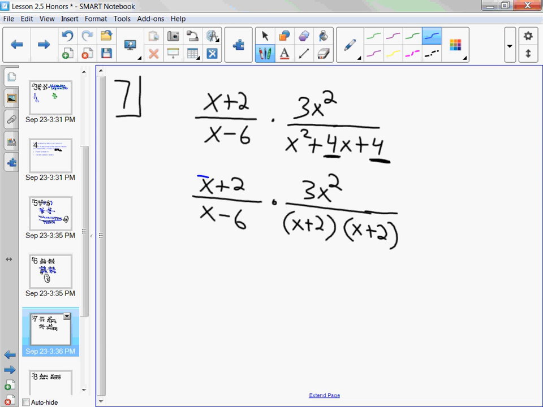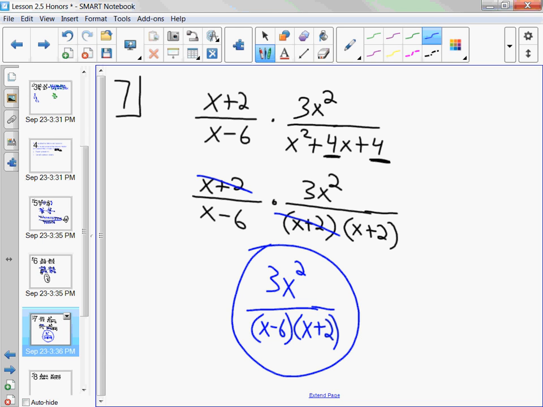Now, we just need to cancel out the x plus 2's, one on the top and one on the bottom. Nothing else will cancel out. I know it's tempting for some of us to think that this 6 and that 3 can cancel somehow, and this x by the minus 6 can cancel with that x squared, but order of operations says that we have to do the subtraction x minus 6 first before we can divide. So my answer ends up being 3x squared over x minus 6 times x plus 2, and you can leave this factored. You don't have to multiply the denominators together. Don't worry about multiplying x minus 6 times x plus 2. This is the sufficient answer, and I'll do that on the test as well.